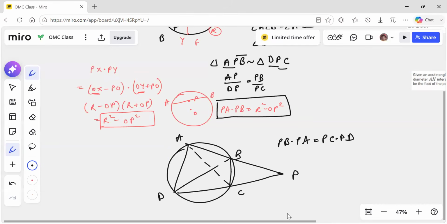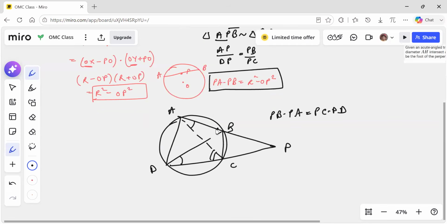Can you give me a yes or a no? Yes, because angle PCB, this is also angle chasing, and in this angle, this similarity. Right. So I hope you guys can finish this.